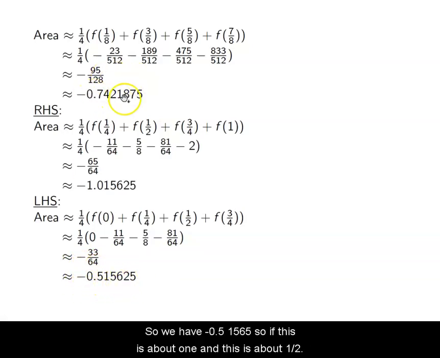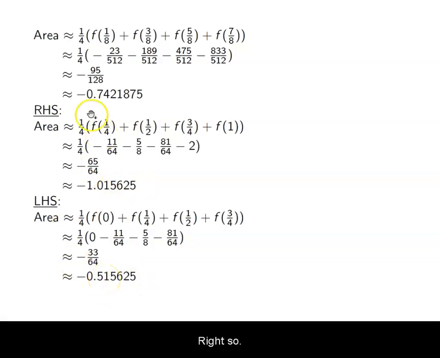So if you notice, this is about 3/4. This is about 1, and this is about 1/2. So they each differ by about 0.25, just about.